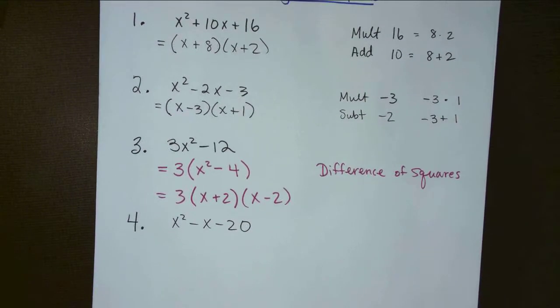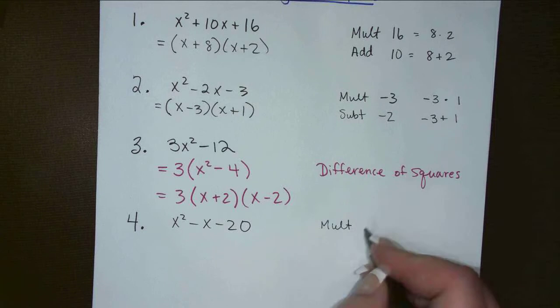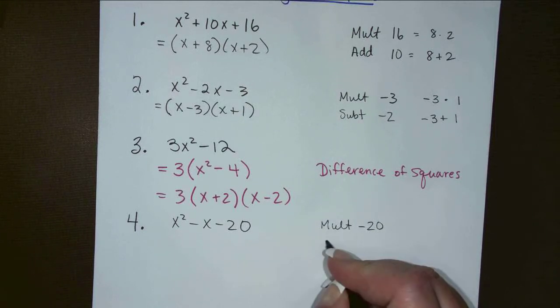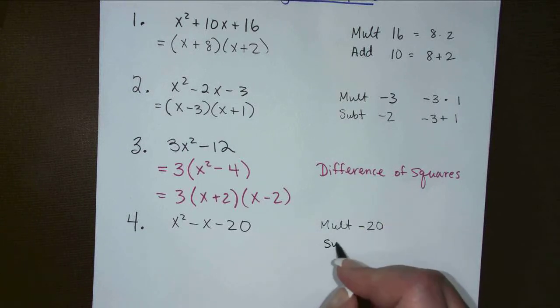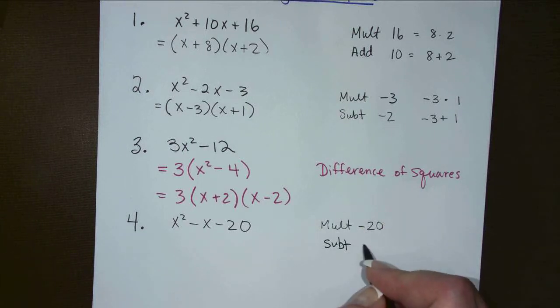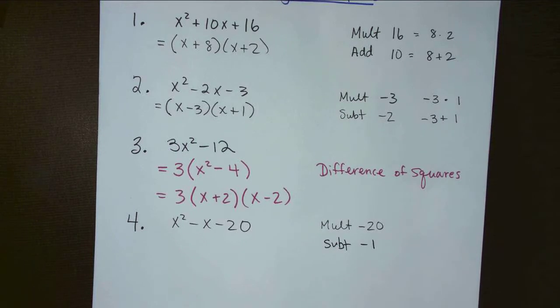X squared minus X minus 20. So we want two numbers to multiply to give negative 20, and do we want it to add or subtract? Subtract. If that number is minus, then we want to subtract to give what? Negative 1. Interesting. What two numbers multiply to give 20? 4 and 5.